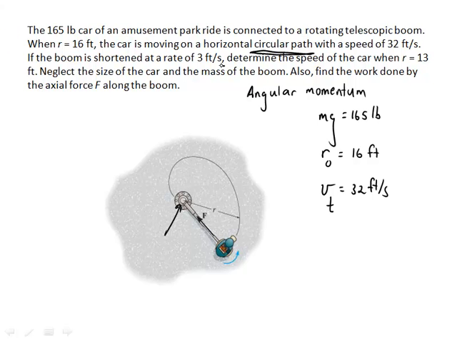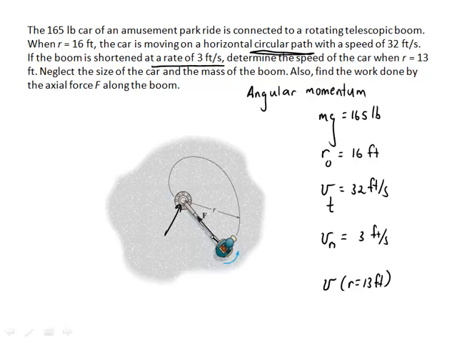Then I begin to shorten the boom by 3 feet per second. So there's a radial component to the velocity now, and that's going to be equal to 3 feet per second. And I want to know the speed of the car when the radius has been cut down to 13 feet. So I'm interested in the speed at r equal to 13 feet. Now keep in mind, speed is the magnitude of the velocity. I'll come back to that in a second.